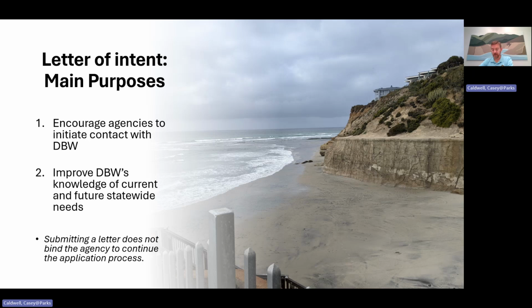And finally, a note about what the letter is not. It does not bind the agency that submits it to continue the application process. So if you submit a letter of intent and then decide later not to proceed with our process for any reason or for no reason at all, that's totally fine.